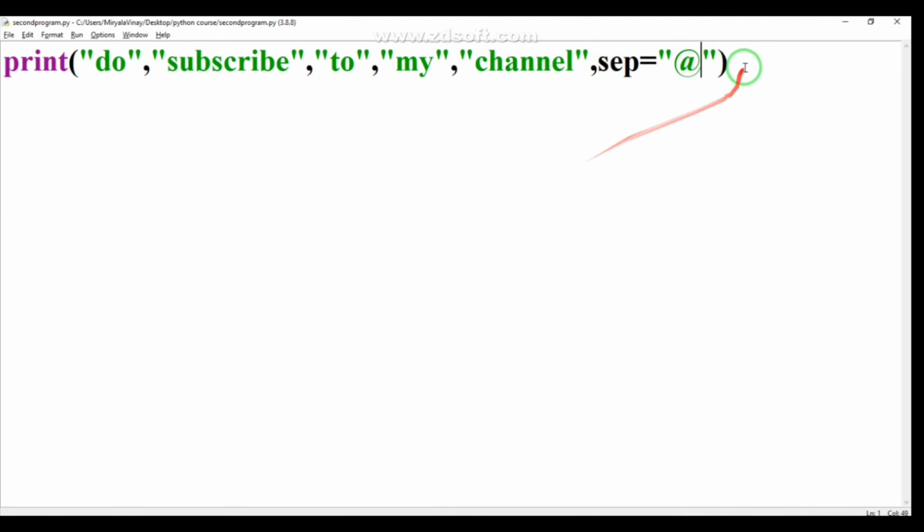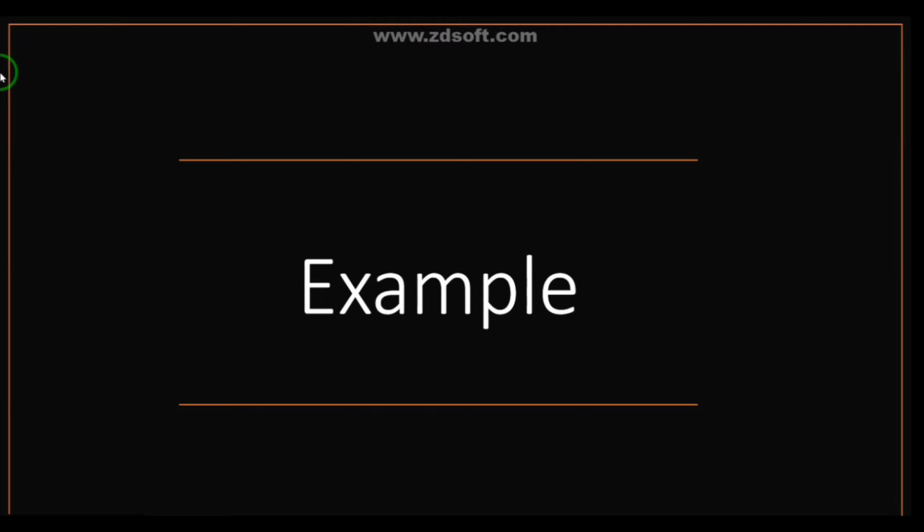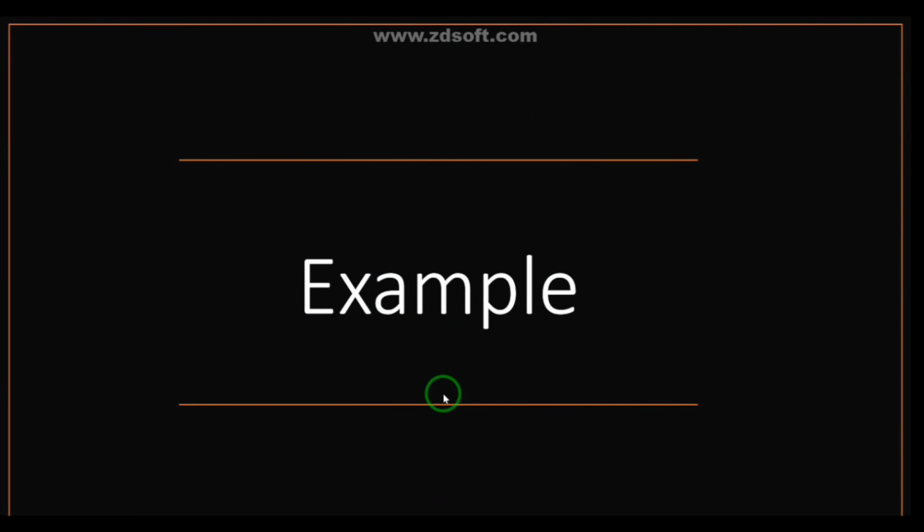So let's now discuss the end operator. The end parameter is used in the print function to append any string at the end of the output. I think you did not get any idea, so let me tell you: whenever you are printing something on the output screen, the end value is added at the end of the string, and the default value of end is a new line. So this is the syntax, and let me show you a practical example so that you can clearly understand.